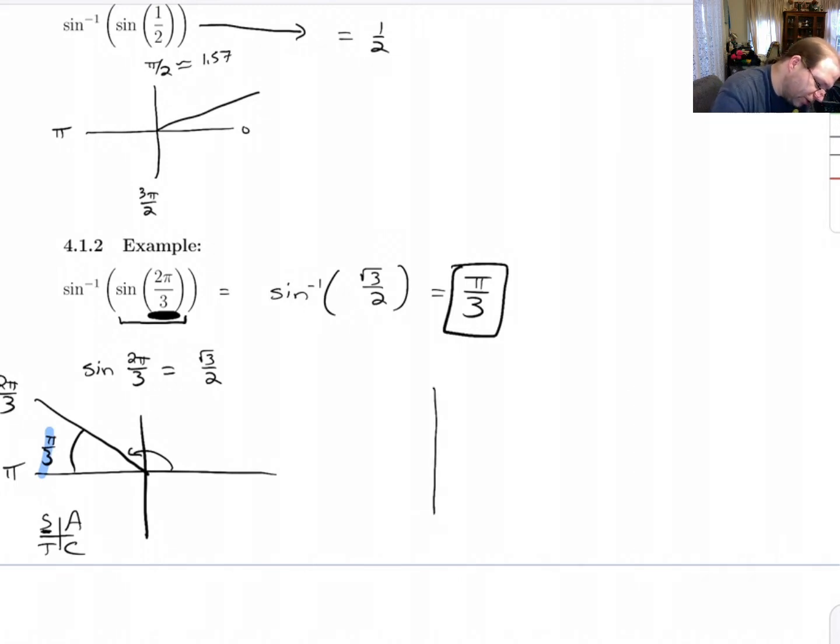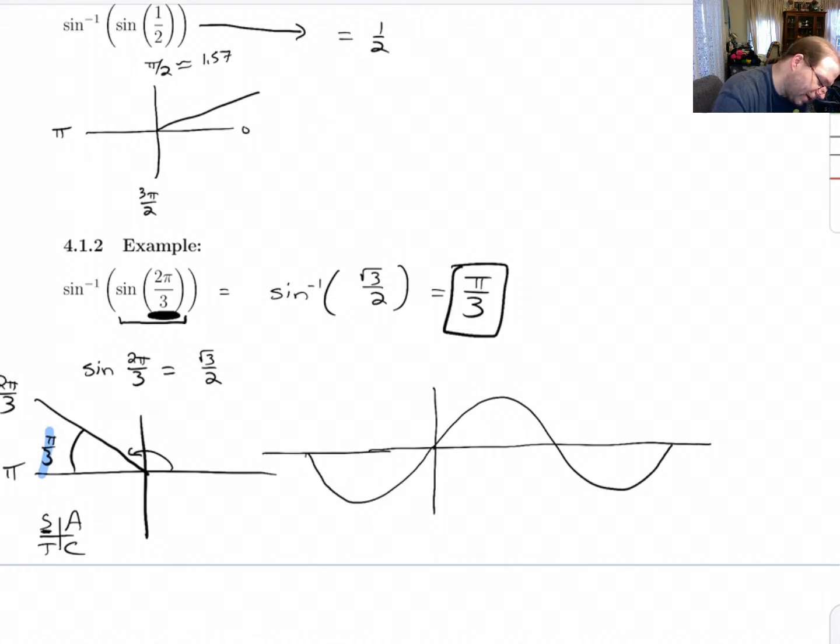The other thing we could do is graph sine. And it's important to graph some of the negative. We need to graph everything from minus pi over 2 to pi over 2. And we're looking at this 2 pi over 3. 2 pi over 3 is going to be here. So that's this point right here.